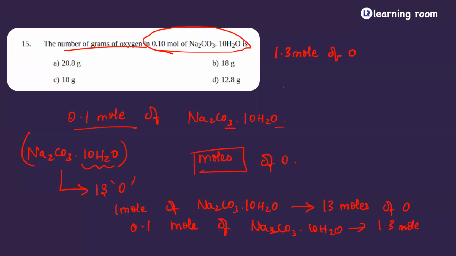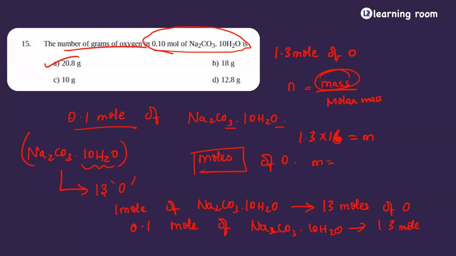This is very simple. Number of moles is equal to given mass by molar mass. They ask for the mass. Molar mass of oxygen is 16, number of moles is 1.3. 1.3 into 16, not 1.6, into 16 is equal to mass. So what is the answer? 20.8. 20.8 grams. Is that clear? Understood?